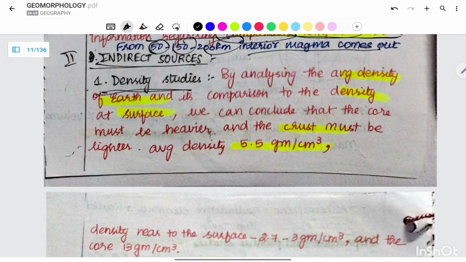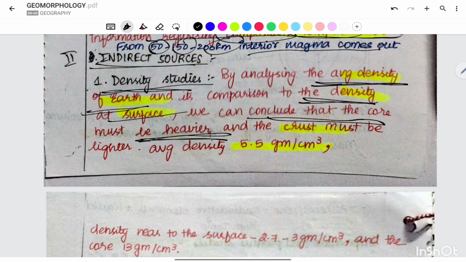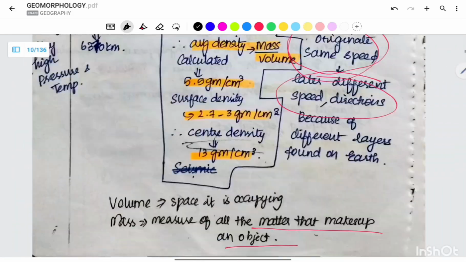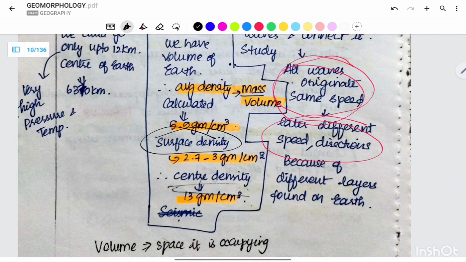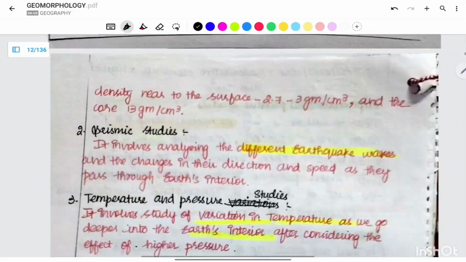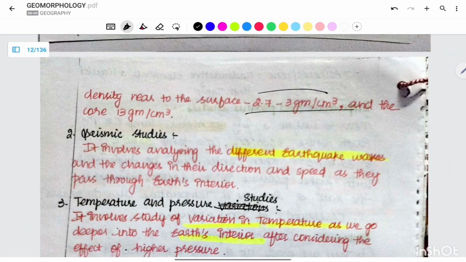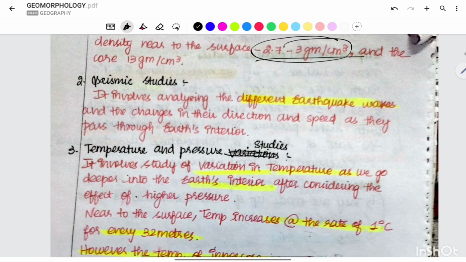Indirect sources include density studies. By analyzing the average density of the Earth and comparing it with the surface density, we can conclude that the core must be heavier, because the core is 13 gram per centimeter cube, whereas the average density is 5.5 gram per centimeter cube. The density of the surface is 2.7 to 3 gram per centimeter cube. Core is 13 gram per centimeter cube.